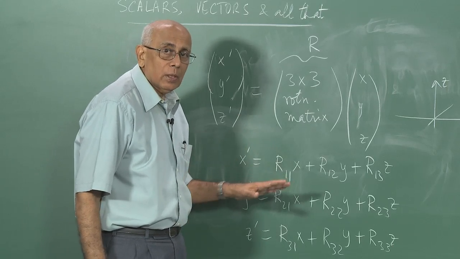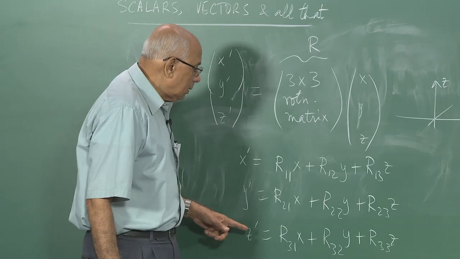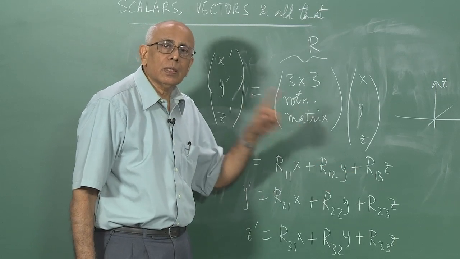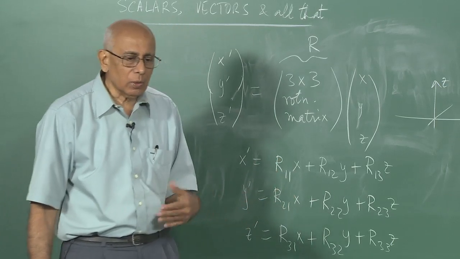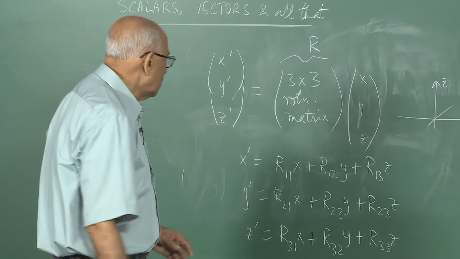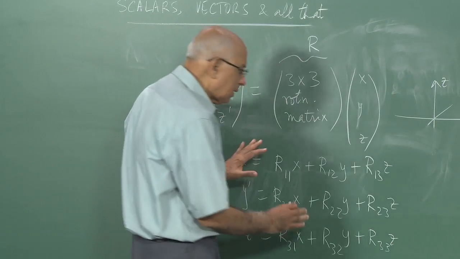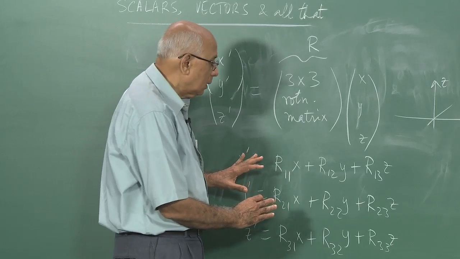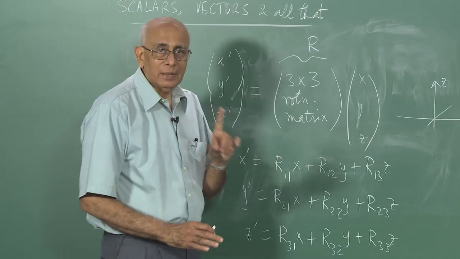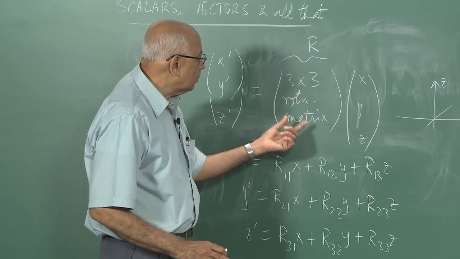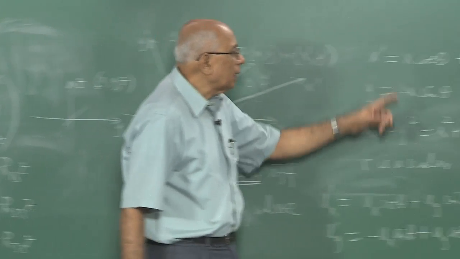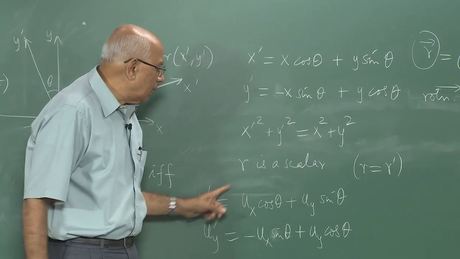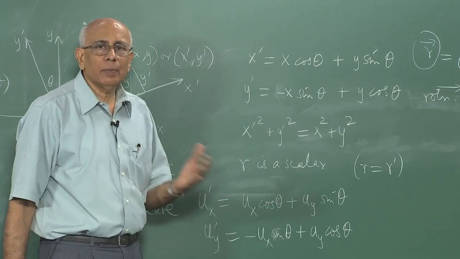So each component of the new vector is a linear combination of all the components of the old vector. Some of these components may or may not exist depending on what kind of rotation we are talking about, the specifics of the rotation, but that is the general structure here. And you are guaranteed that this matrix is such that the analog of the property that r squared equal to r prime squared is still going to be valid.